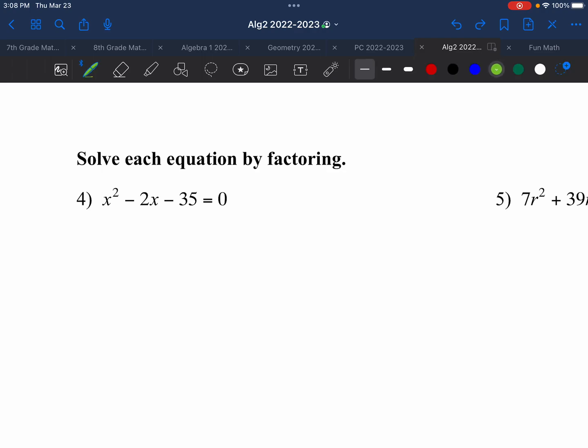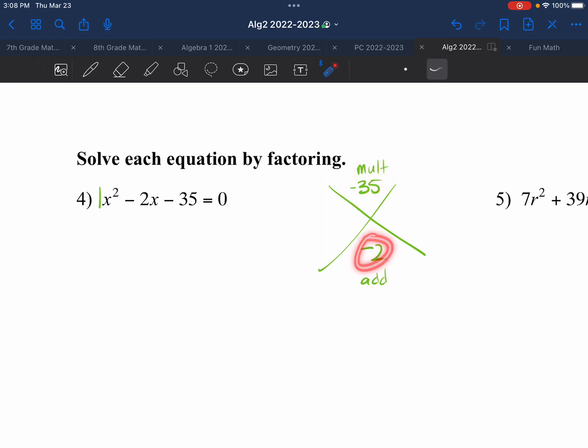Because there's no number in front of the x squared, you assume that number is a 1. And you can do a normal ninja star. So the normal ninja star states that I'm going to put a negative 2 for what they add to, and a negative 35 for what the two numbers will multiply to. So what two terms multiply to negative 35 and also add to negative 2?